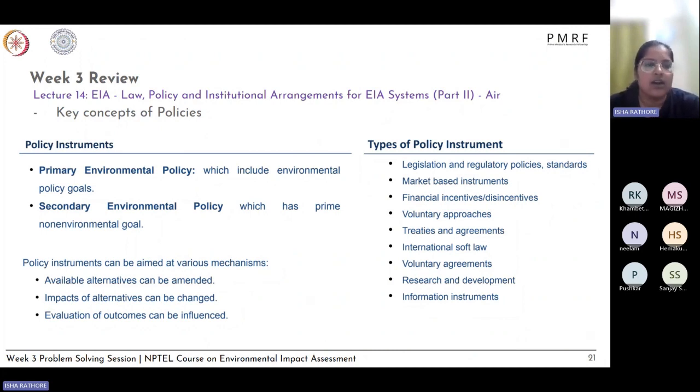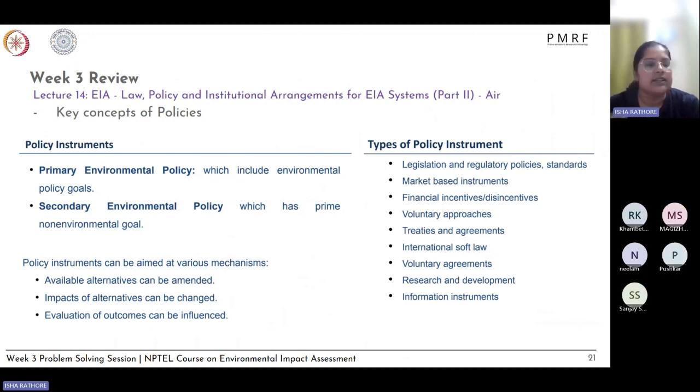Okay, now policy instruments can be aimed at various mechanisms. They can be alternatives which can be amended, alternatives which can be changed, and outcomes which can be influenced. We also have different types of policy instruments: legislation and regulatory policy standards, market-based instruments, financial incentives or disincentives, voluntary approaches, treaties and agreements, international soft laws, voluntary agreements, research and development, and information instruments. So these are things which can help in achieving particular goals.